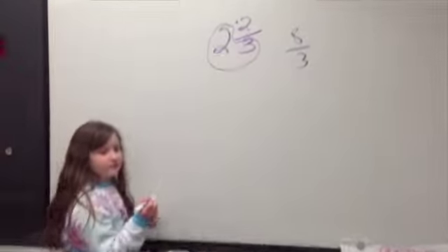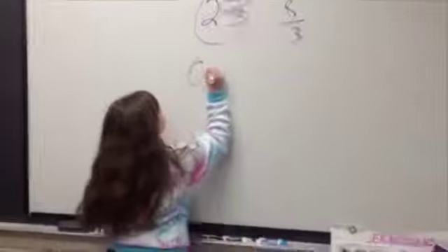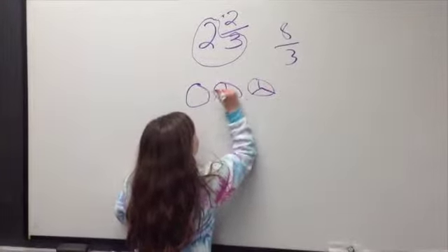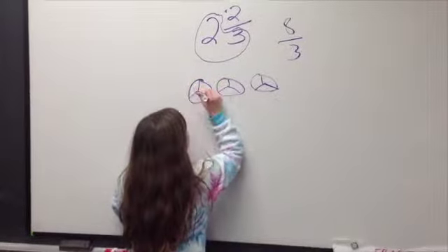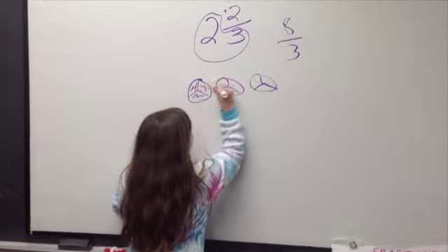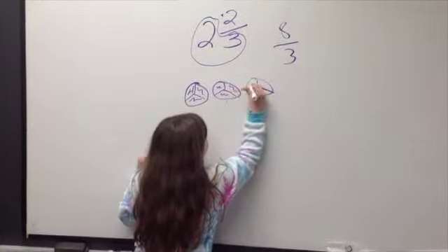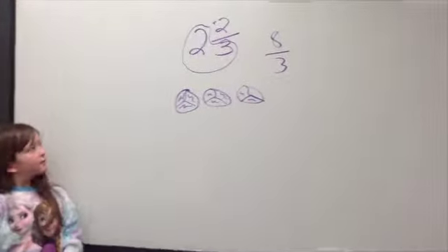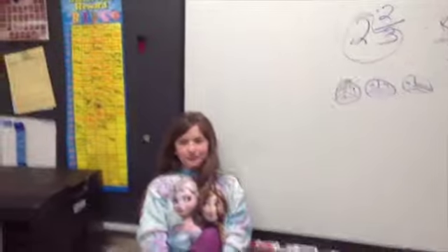A student here is going to be lightning fast. Go ahead and start. Draw us a picture of what 2 2/3 or 8/3 looks like. And she is lightning fast. 1/3, 2/3, 3/3, 4/3, 5/3, 6/3, 7/3, 8/3 is the same as 2 2/3. Nice job.